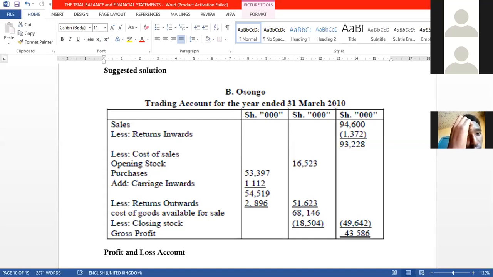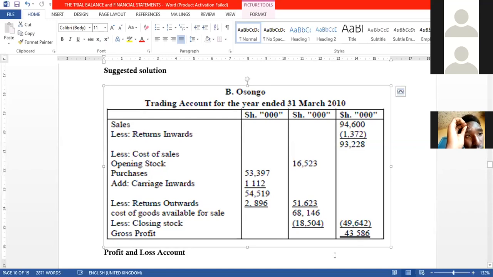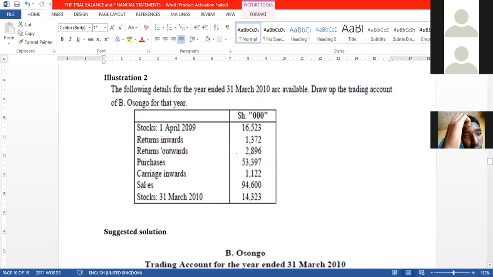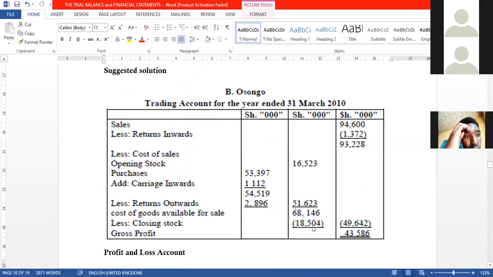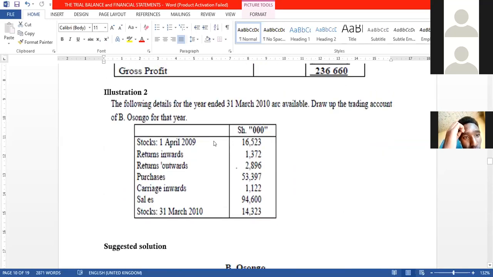So, friend, what are you saying it should be? 1122, carriage in. There is an error there. Carriage inwards. But even that is still not correct, Victor, because we still have the closing stock. And here the closing stock is 14,323 and not 18,504, right?